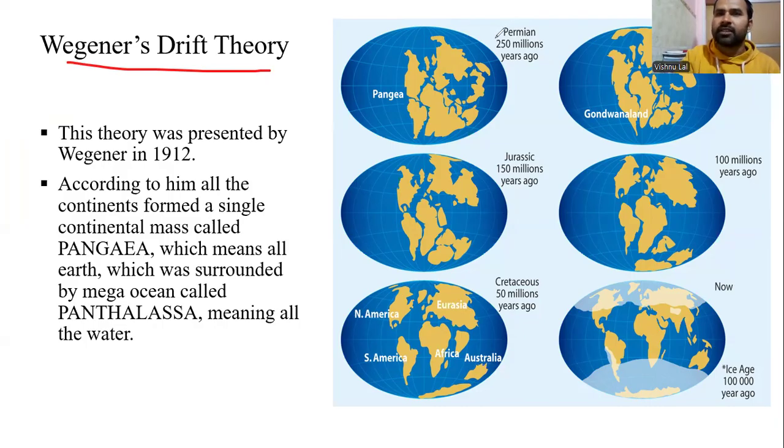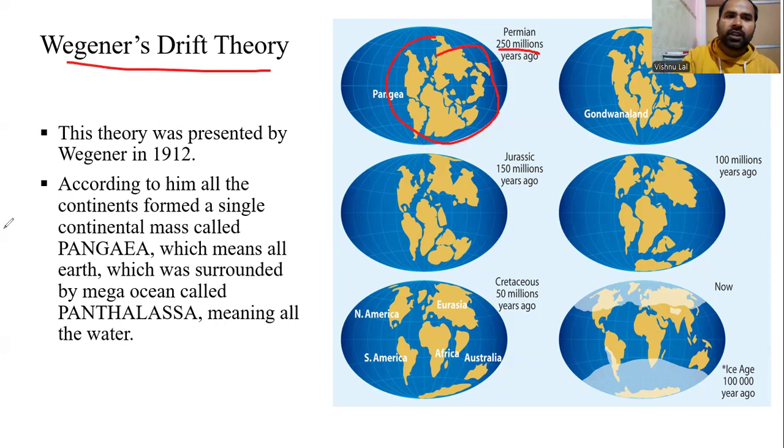Like in the Permian, about 250 million years ago, this was the arrangement of oceans and continents. After that, he gave the positions of oceans and continents 150 million years ago. And this is the present time. He has presented this. So we can see that at different times, oceans and continents were at different positions. Even their shapes and sizes increased and decreased.